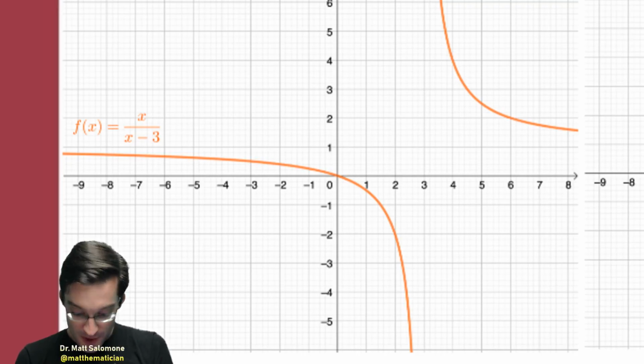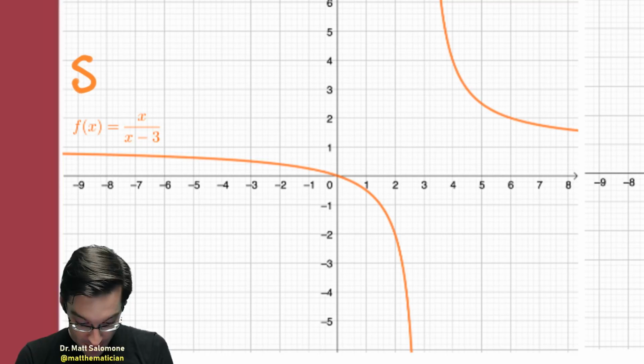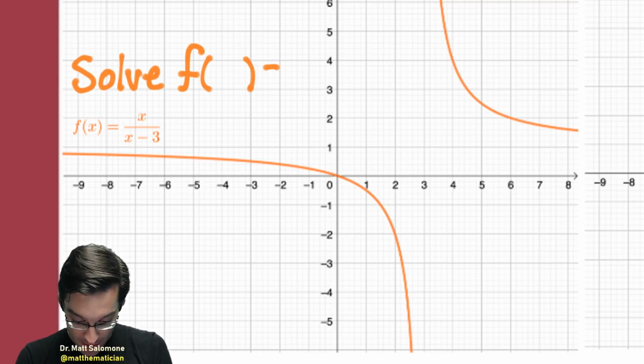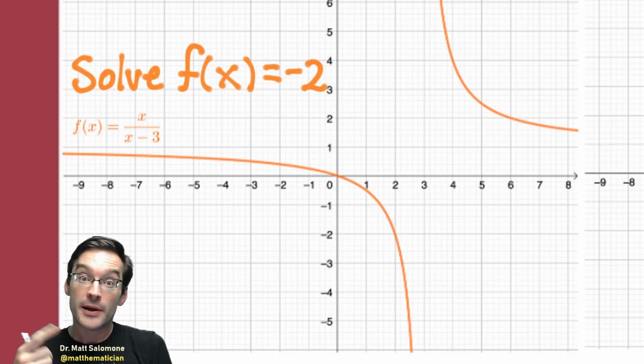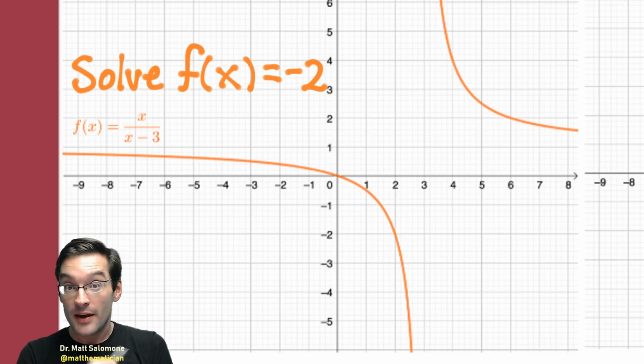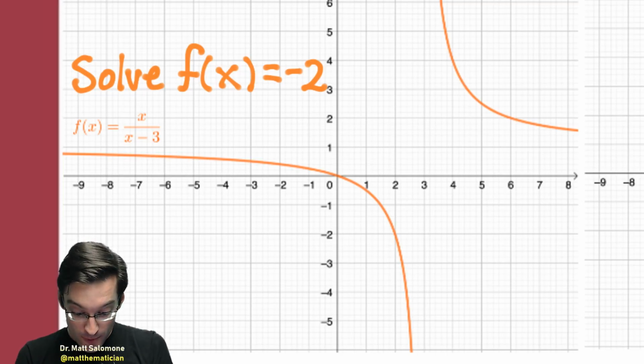So starting from the function f, let's suppose that the task that I have in front of me is that I want to solve the equation f of x is equal to -2. So let's suppose that that's my goal. How would I do it? Let's start by thinking about how I would do it using the graph of f of x that we see right here.